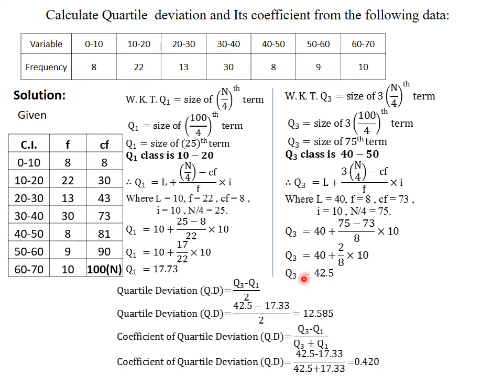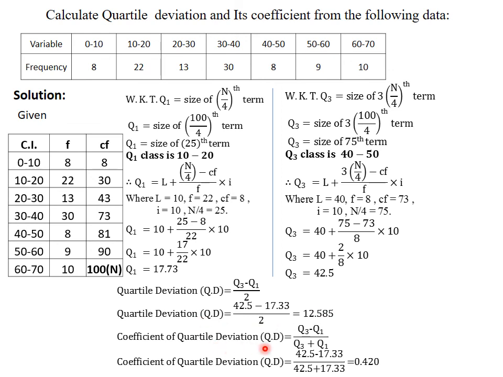Then we have to find the quartile deviation by using the formula Q3 minus Q1, divided by 2. Now substitute Q3 as 42.5 and 17.73 as Q1, divided by 2. Simplify, and you get 12.585, which is the quartile deviation.